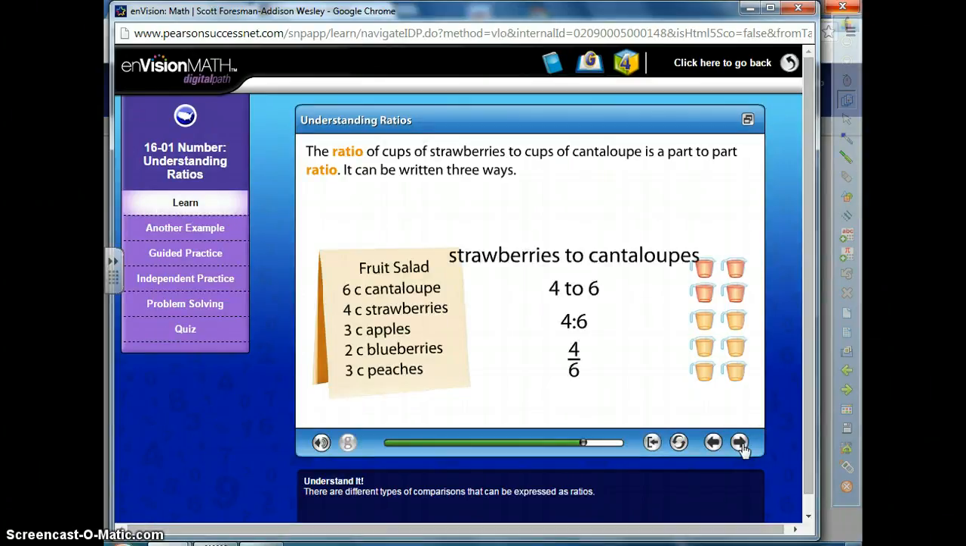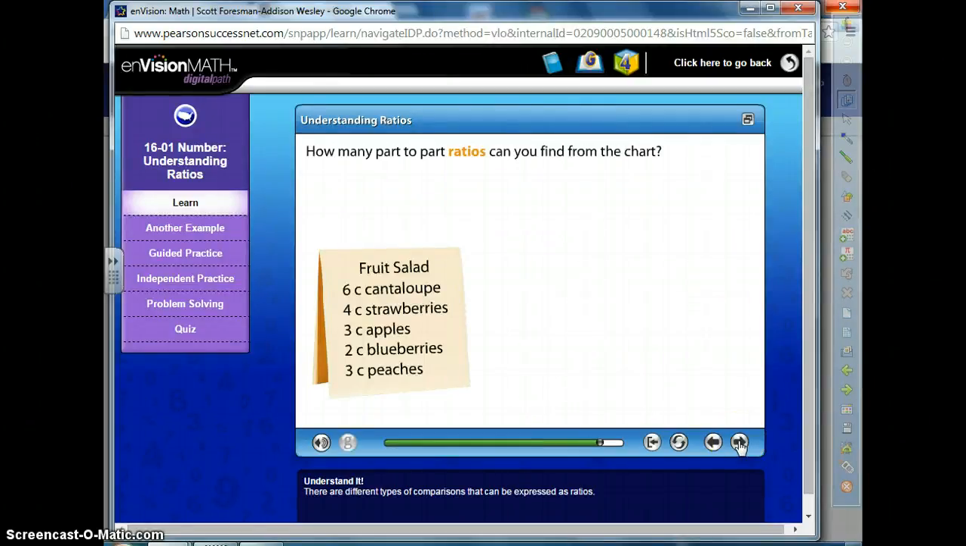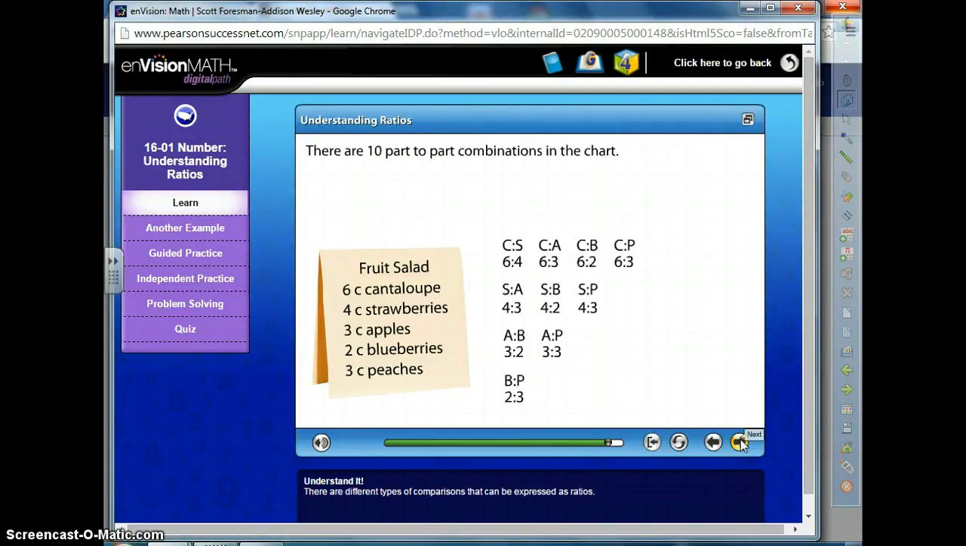The ratio of cups of strawberries to cups of cantaloupe is a part-to-part ratio. It can be written 3 ways. Okay, I wrote it as a fraction. For 2 cups of strawberries, 3 cups of cantaloupe are needed. So Todd should use 3 cups of cantaloupe for 2 cups of strawberries. Good job. How many part-to-part ratios can you find from the chart? There are 10 part-to-part combinations in the chart.